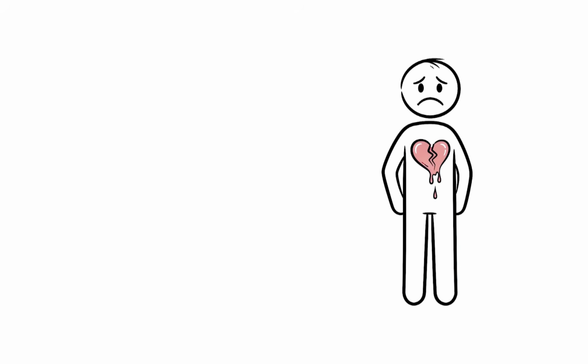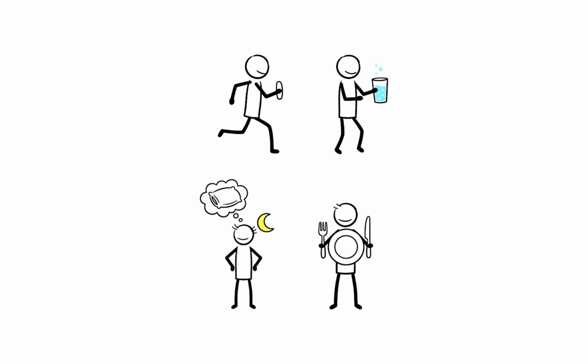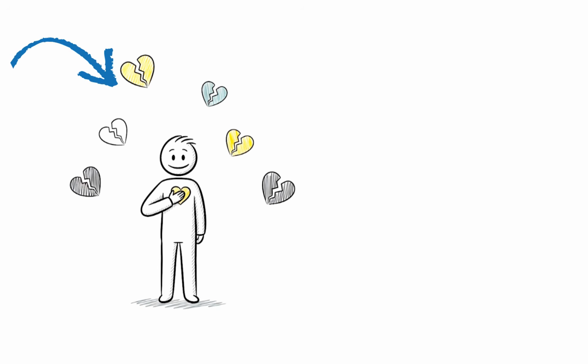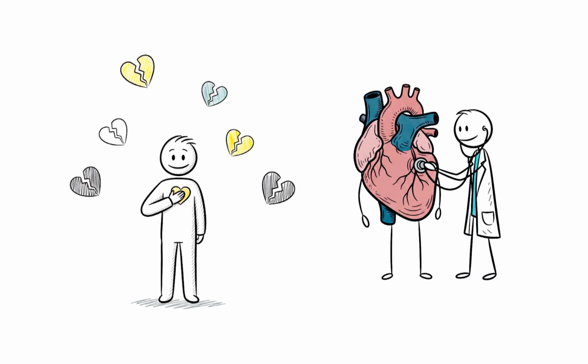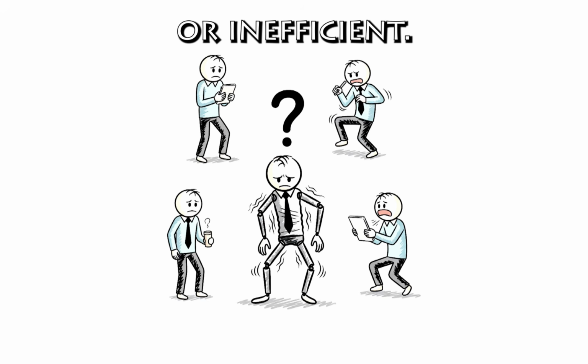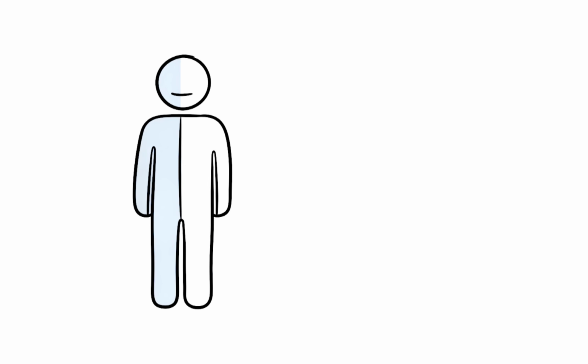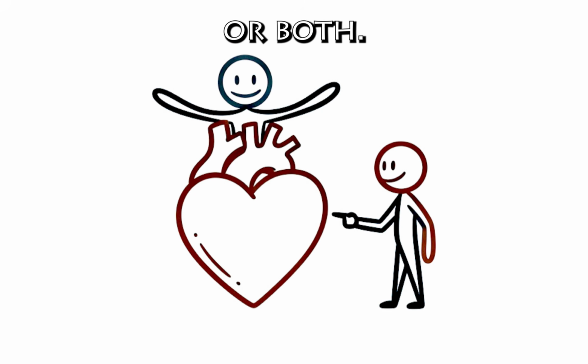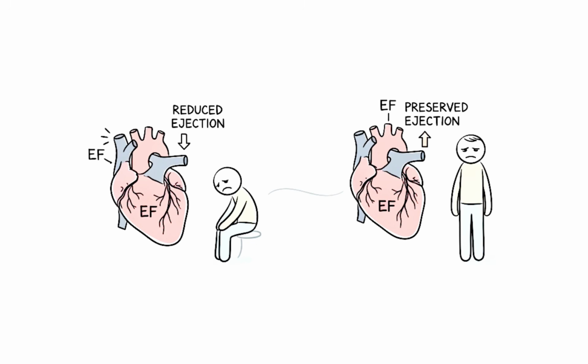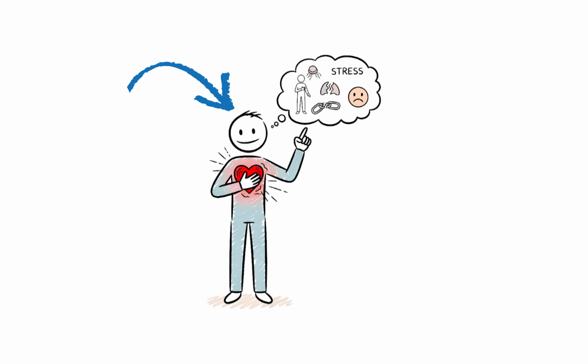Heart failure is a condition in which the heart is unable to pump enough blood to meet the body's needs. It does not mean the heart has stopped working, but that its pumping ability has become weakened or inefficient. The problem can affect the left side of the heart, the right side, or both. There are two main types of heart failure based on how the heart is affected.